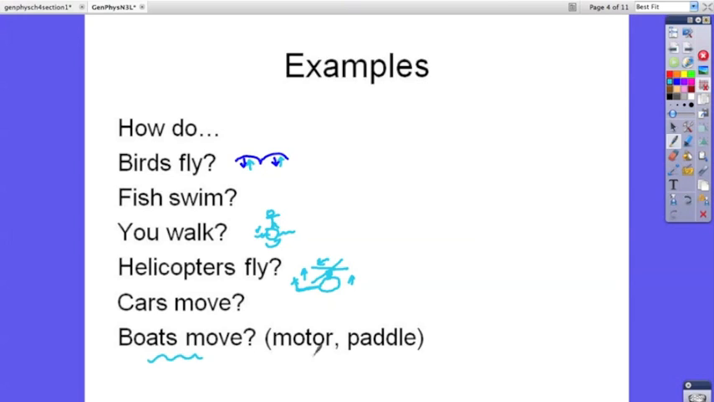How do boats move? Motors and paddles. Well, have you ever paddled a boat? You stick the paddle in the water, and you make sure that its broad side is moving through the water, that it's not slipping through on its narrow side, and you push the water backward, and the water propels your boat forward. So each of these is an example of an action-reaction pair. Forces happen in pairs. One thing can't act on another without the other thing acting back with the same amount of force.